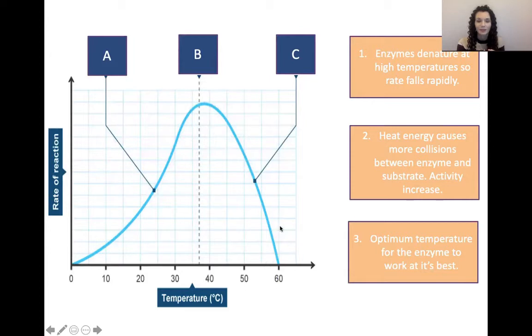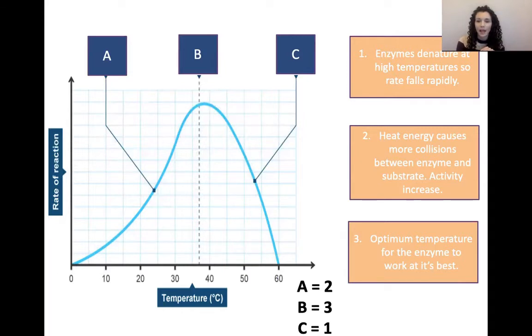Fantastic, well done. So A, this part here, is description number 2. Heat energy causes more collisions between the enzyme and the substrate, because remember, they're moving around faster, so they're more likely to collide and form an enzyme substrate complex, and so activity increases.